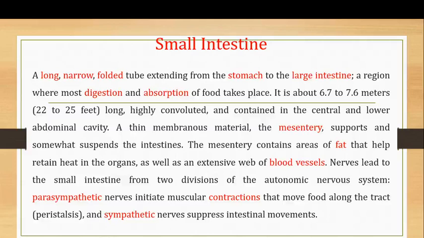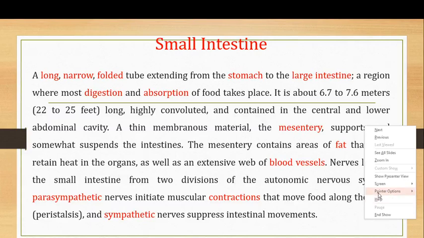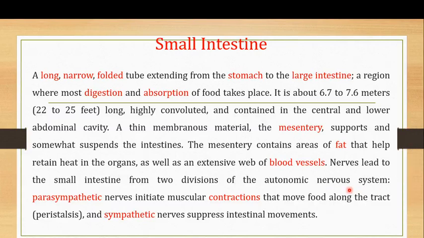This is a video in continuation of my previous videos on the small intestine. In part 1, I told you that the small intestine is a long, narrow and folded tube that extends from the stomach to the large intestine, and this is the region of the digestive system where most of the digestion and the absorption of the food take place.